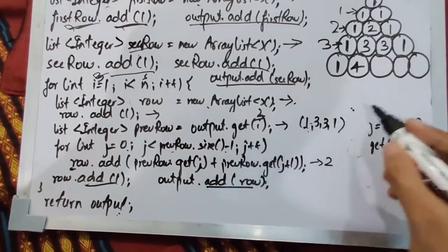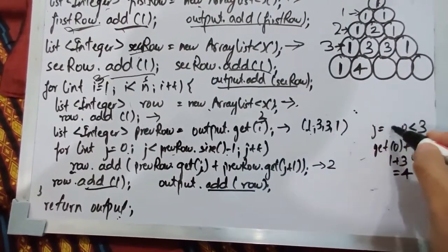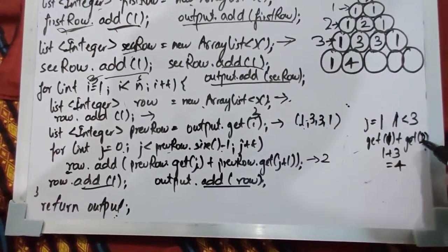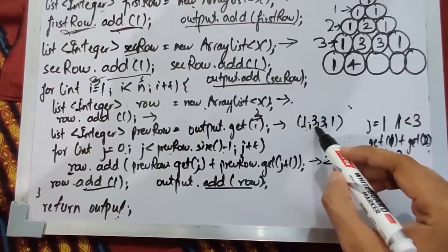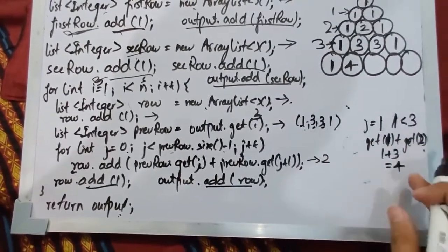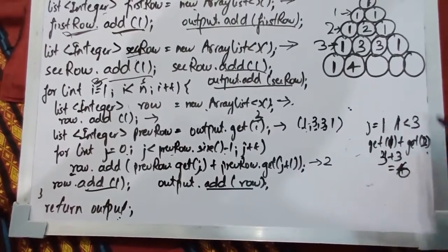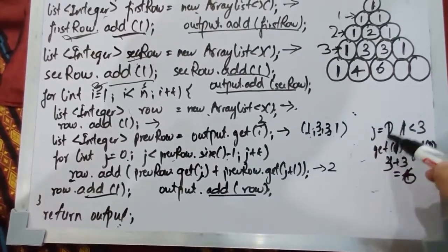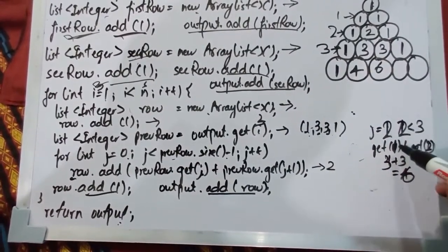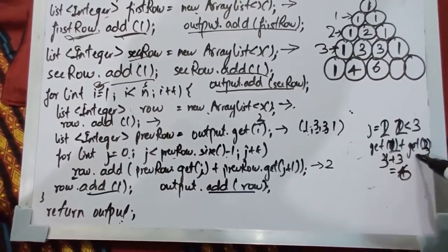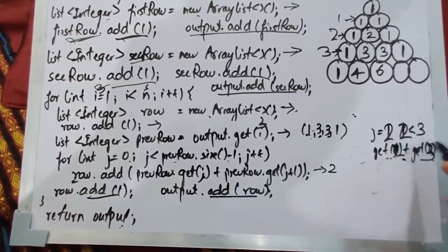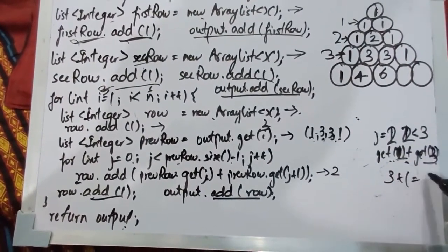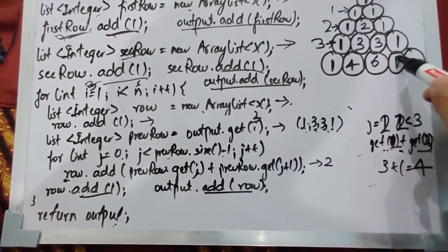Okay, now again j will be equal to 1 and 1 is less than 3, so it will get 1 and 2. So at index 1 we have value 3, and at the second index we have value 3, so 3 plus 3 equals 6. So here it will have the value 6. Now again the loop, j equals 2, 2 is less than 3, so it will get 2 and 3. So at index 2 we have value 3, and at index 3 we have value 1, so 3 plus 1 equals 4, so it will write down value 4.